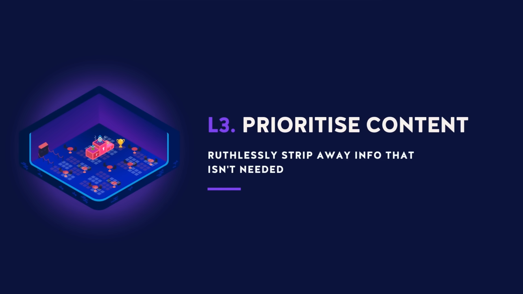Prioritize content. You need to ruthlessly strip away information that's not needed and make sure that we are zoning in on the key messages. Visitors to websites that we design don't tend to have a huge amount of time, so we need to make sure we're ruthless with that approach. Once we've got that information, we can then start writing our bullet point brief.